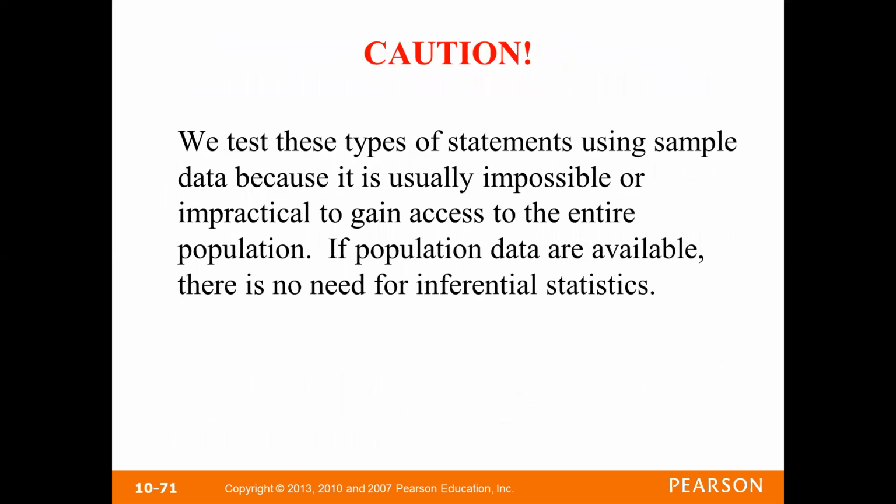We test these statements using sample data because it's impossible or impractical to gain access to the entire population. If we had all the data for the population, we would not have a need for inferential statistics. So remember, we are using sample information. Because we're basing decisions off of sample information, we can make an error in the process.